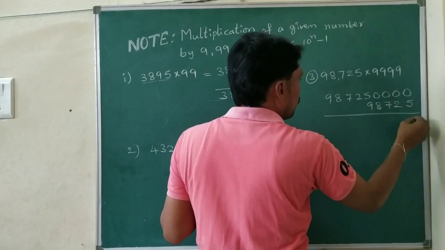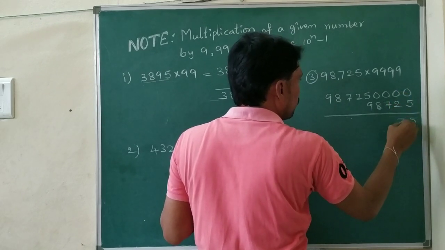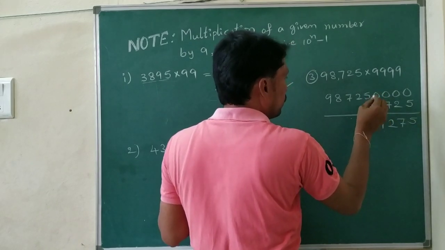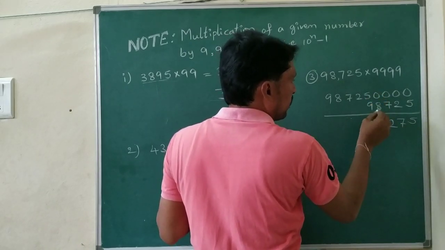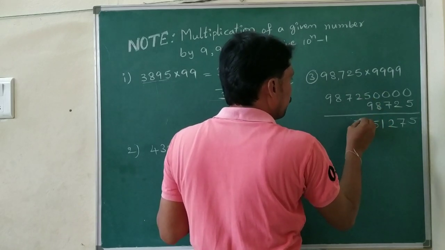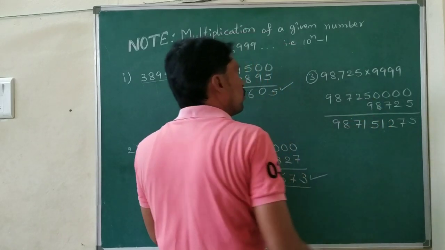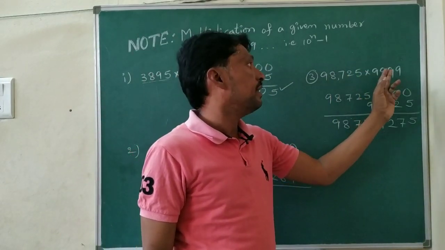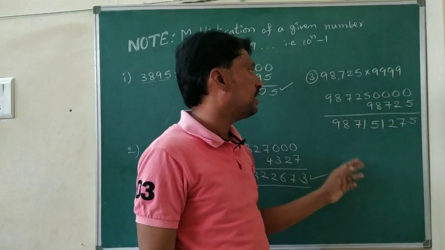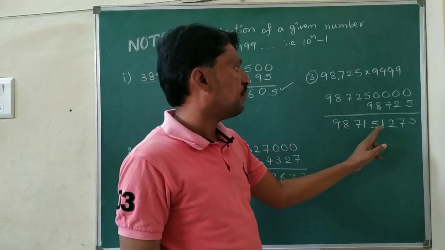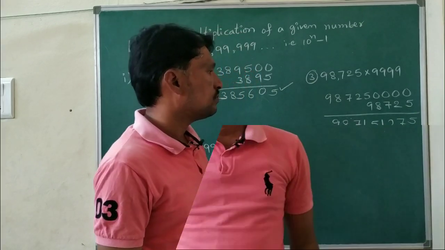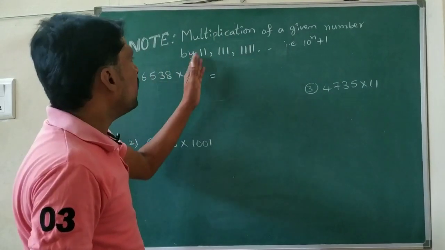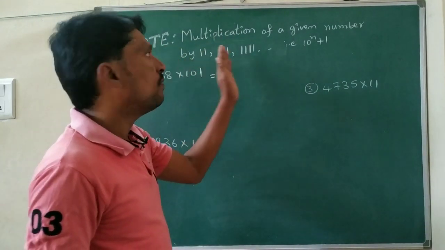Now you can subtract 5. Here 9 minus 2 is 7. 9 minus 7 is 2. 9 minus 8 is 1. Here 4 means 14 minus 9 is 5. Here 1, 7, 8, 9. So 98,725 into 9,999, we got it here: 987,151,275. One more method, that is multiplication of a number by 11, 111 and 1111, etc.